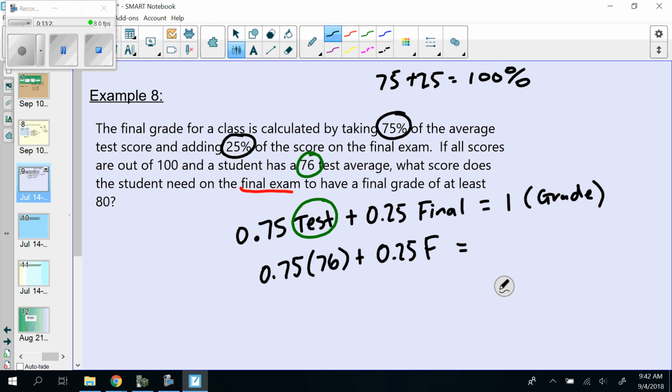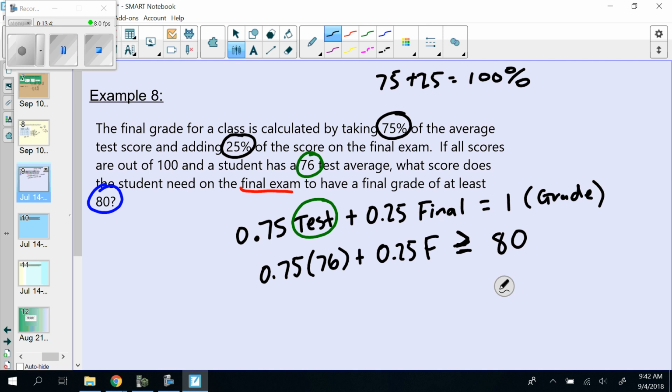And they did tell us the final grade. They want to get at least an 80 here, so 80 is what we want there. And at least, we'll talk about this more when we get into some inequalities, does mean equal to or actually greater than or equal to. So we could change that to a greater than or equal to. All right, let's solve this out now.